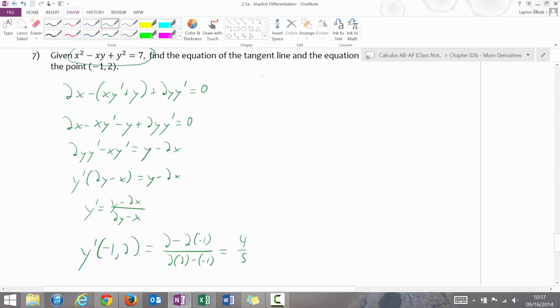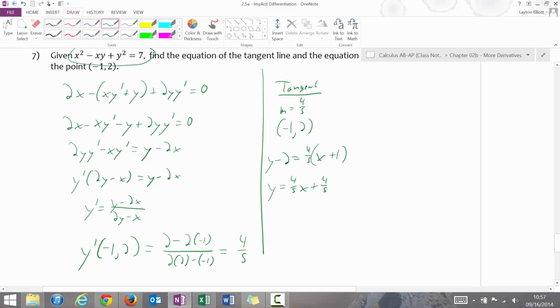So I'm going to separate this into two parts for a tangent line. I want my slope equal to 4/5. And my point is negative 1, 2, because the point of tangency is going to be the same. So I've got y minus 2 is equal to 4/5, parentheses x minus negative 1. Or y equals 4/5 x plus 4/5 plus 2. Or y is equal to 4/5 x plus 14/5. There's a good slope-intercept form for the tangent line.